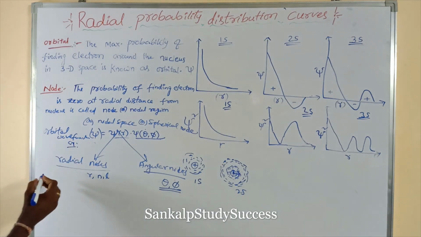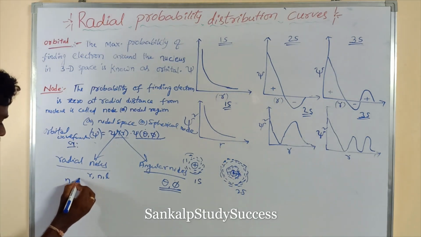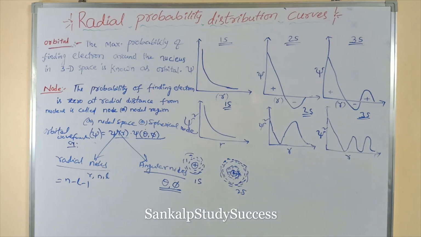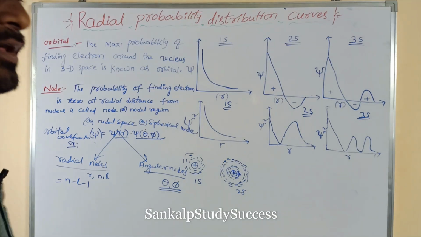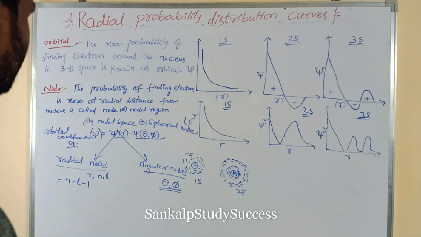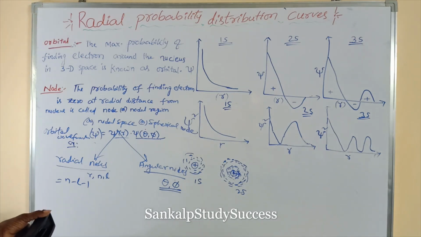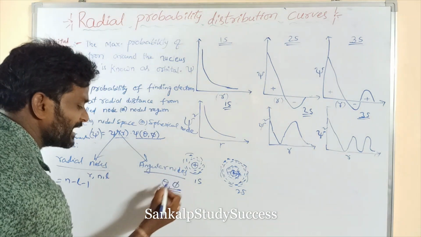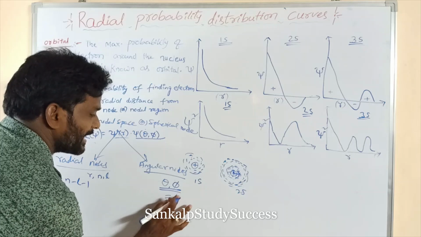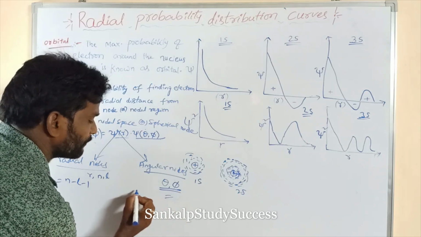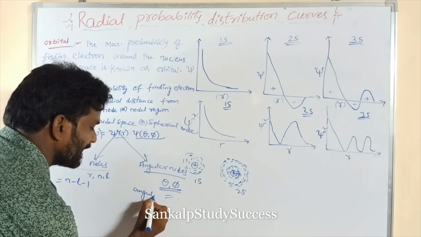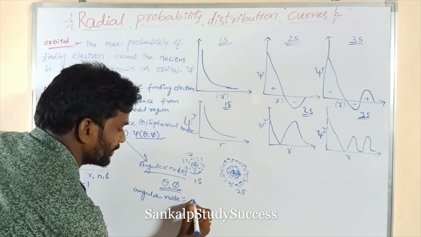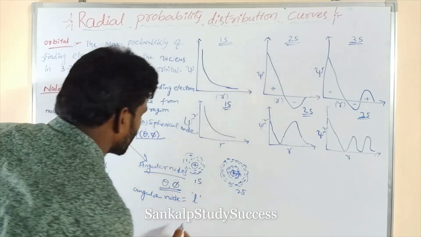What is the formula of radial node? Radial node of an orbital is equal to n minus l minus 1, where n is the principal quantum number and l is the azimuthal quantum number. And angular node of an orbital is equal to l. So this is the formula of angular node.